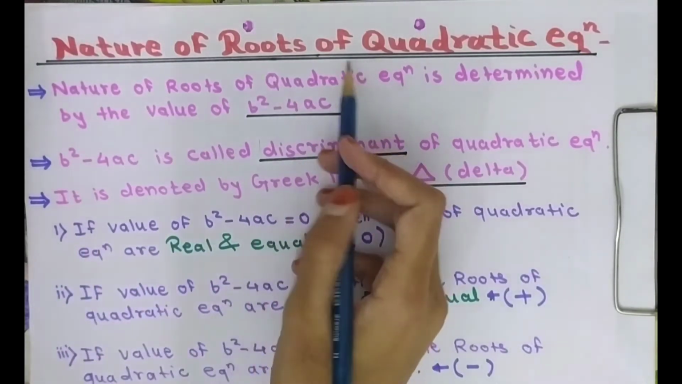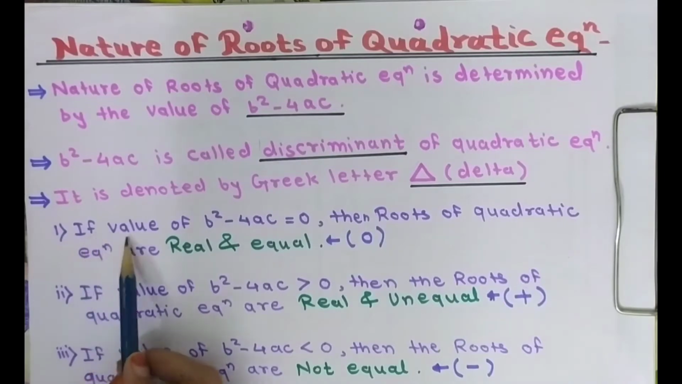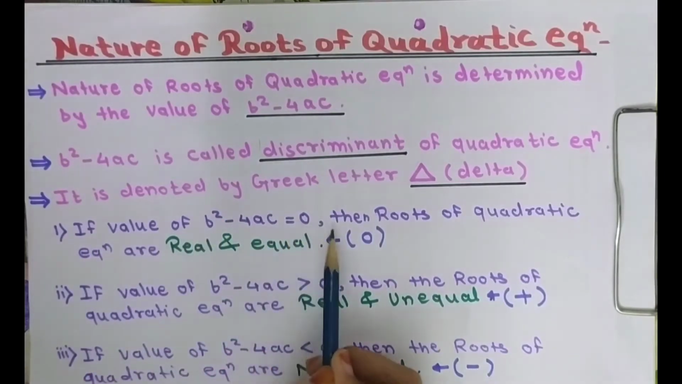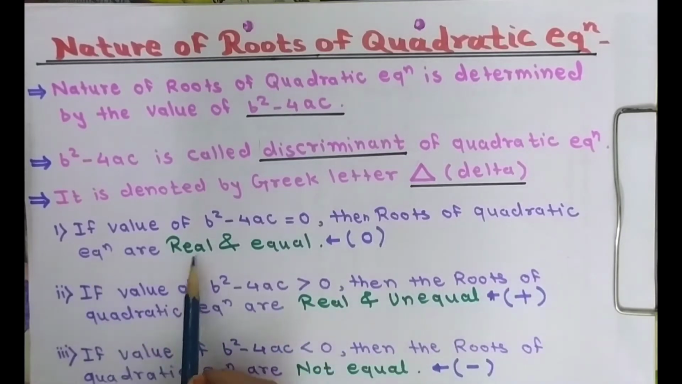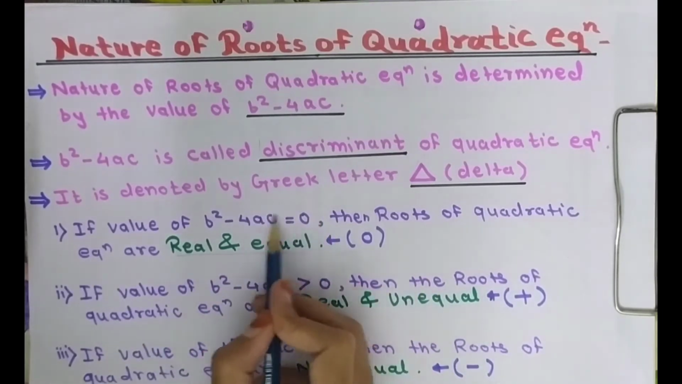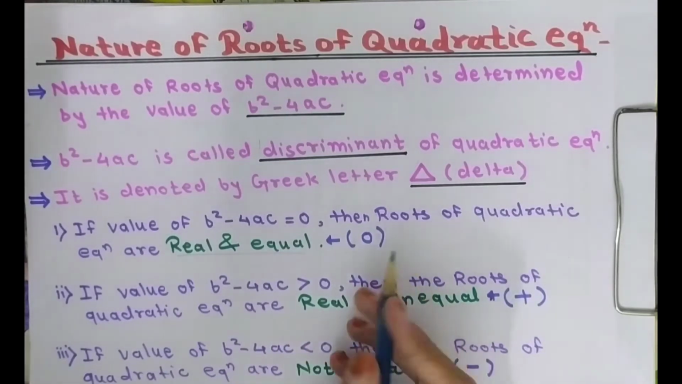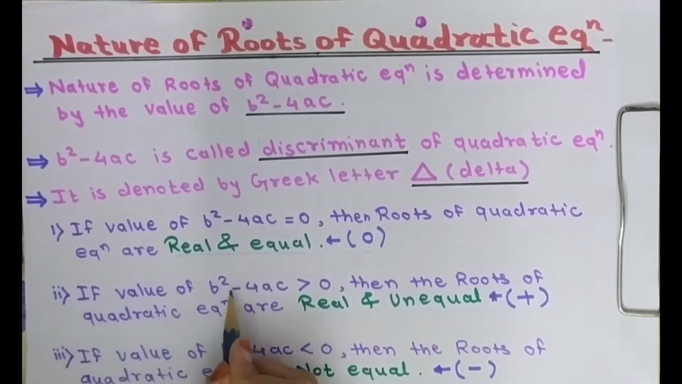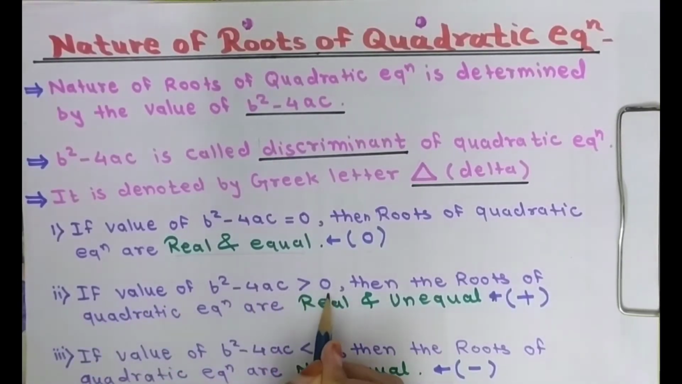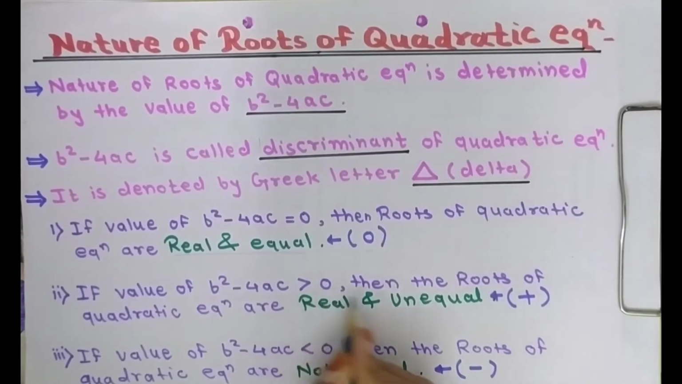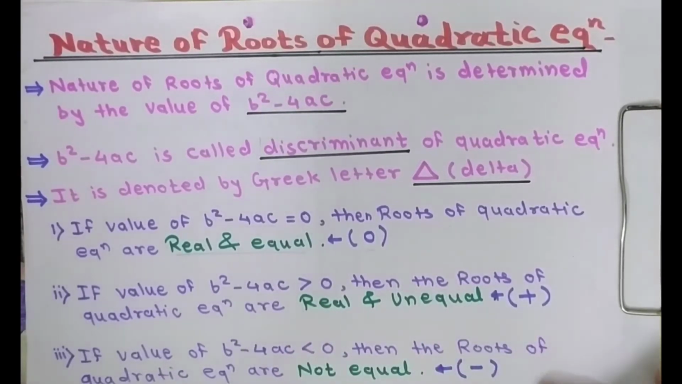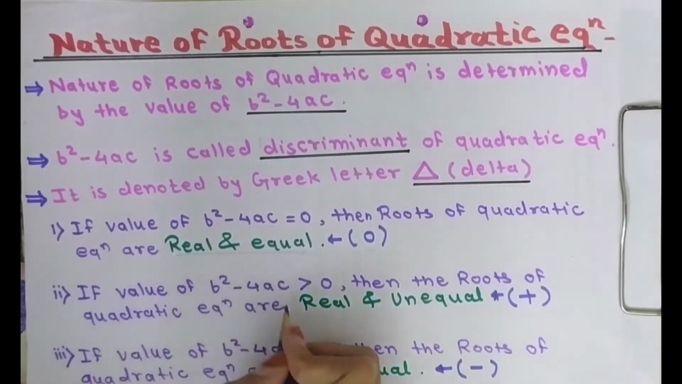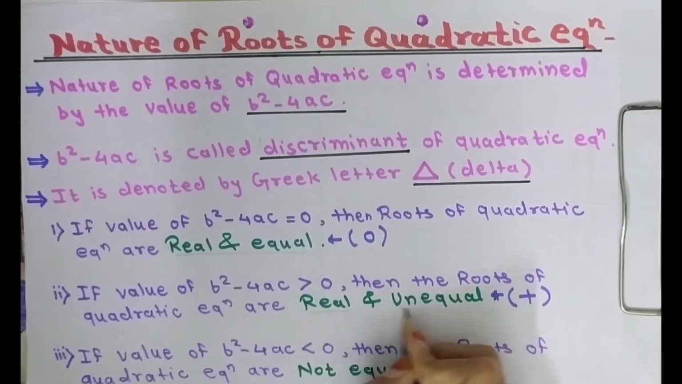Now look at how we find the nature of a quadratic equation. First, if the value of b square minus 4ac is equal to 0, then the roots of the quadratic equation are real and equal. Second, if the value of b square minus 4ac is greater than 0, meaning the value is positive, then the roots are real and unequal.